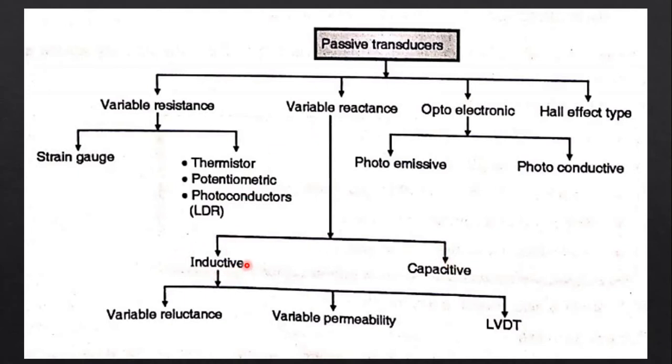Further, inside of the inductive type we can use variable reactance, variable permeability and LVDT, that is linear variable differential transformer or linear variable differential transducer. Then after, optoelectronics, inside of optoelectronics we can use photoemission or photoconductive, and in the last, that is the Hall effect type. And in this subject we are going to study all these passive transducers in different chapters.